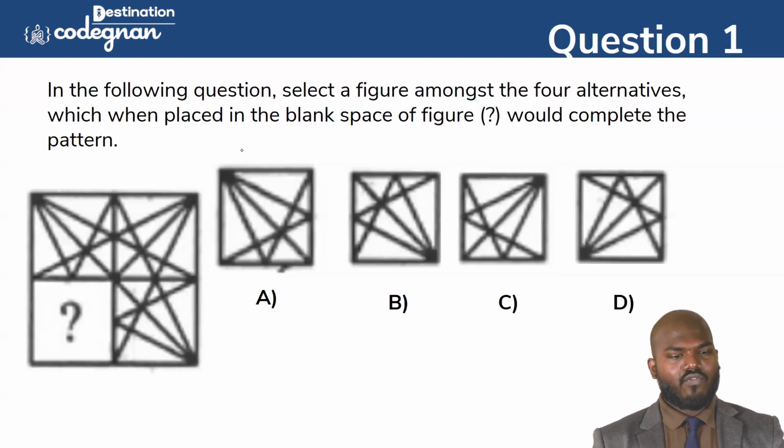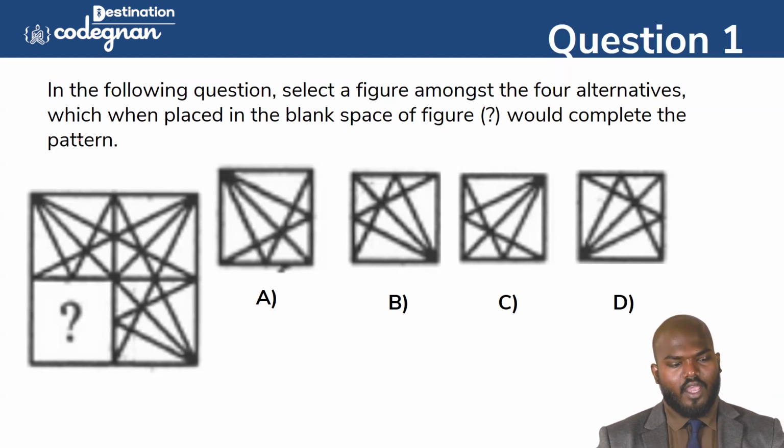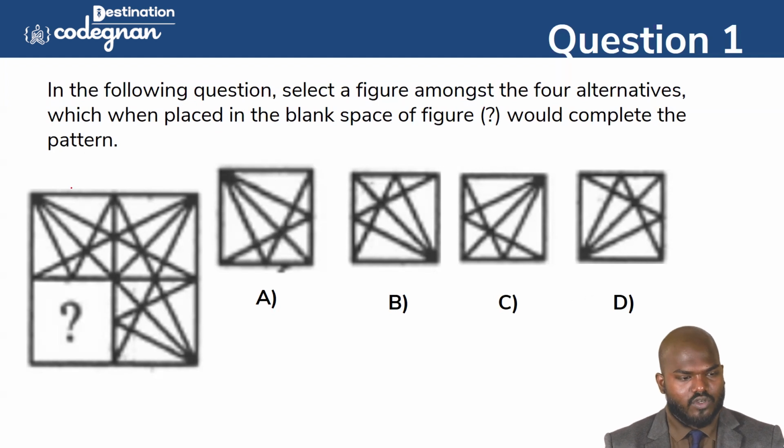Going to question number 1. In the following question, select a figure amongst the 4 alternatives which, when placed in the blank space of the figure, would complete the pattern. How can we see this one? It looks like a star. So first you need to imagine that it looks like a star. And going to this one, what are the things you will have? It will come in this portion, so it will definitely occupy this portion only, because it will come like a star.